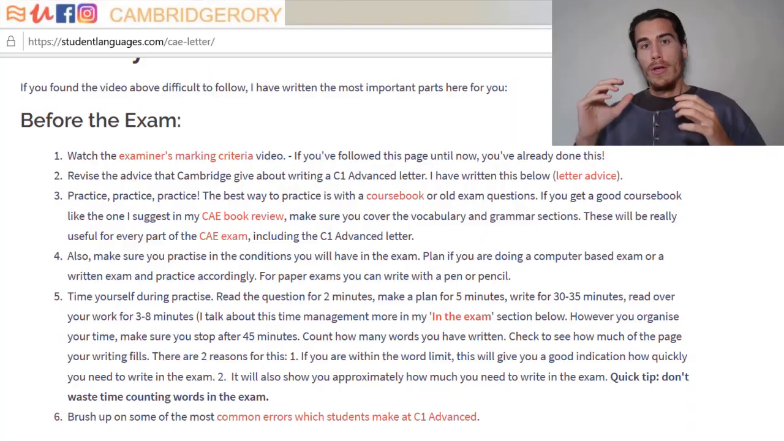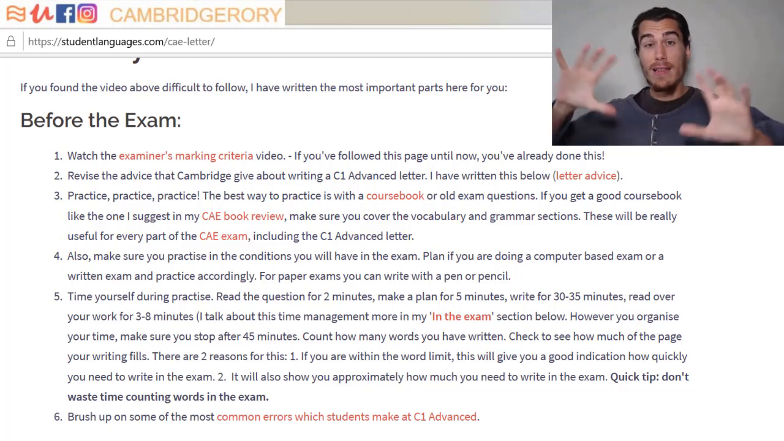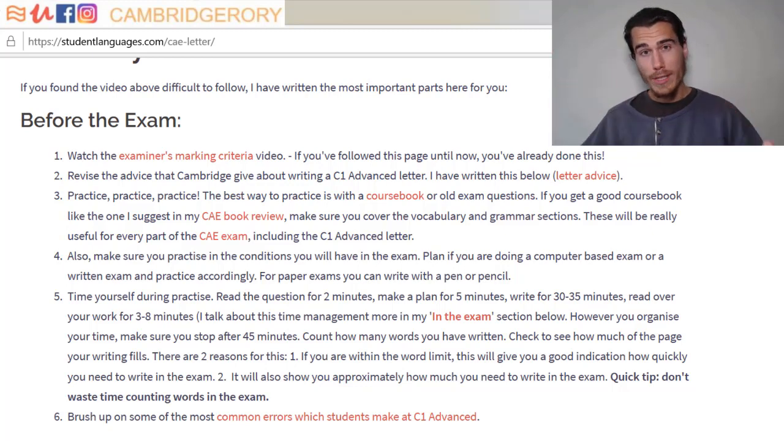Tip number 2 is to read and understand what Cambridge English say about a C1 Advanced letter. So what I've done for you again is I've actually gone and found this information from the C1 Advanced Handbook for Teachers, which I'll put a link to in the description with this video as well. And in there's loads of useful information. But what I have done is taken the information about the letter and put it onto my website for you. So you can either go to my page and read this advice, or I will give you a very quick summary of the advice right now.